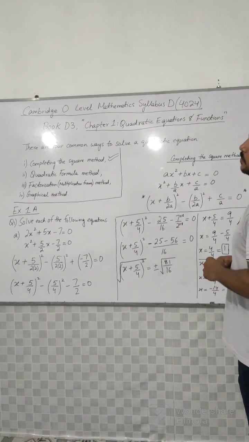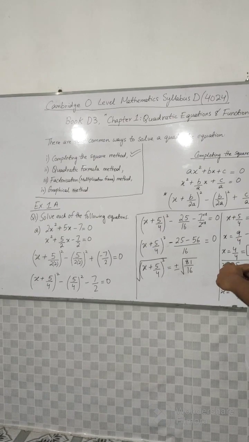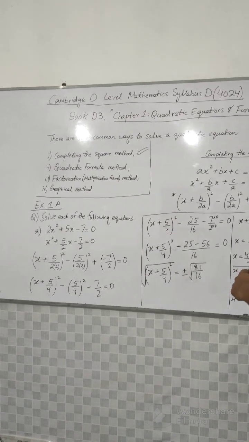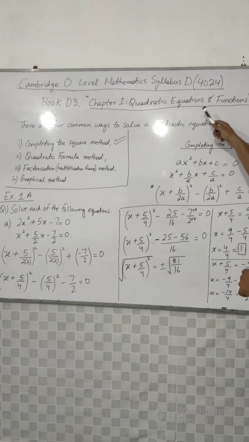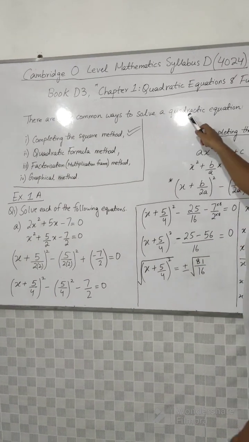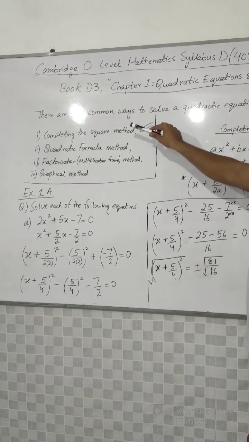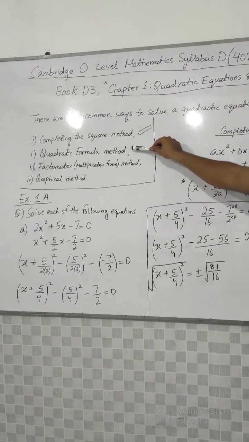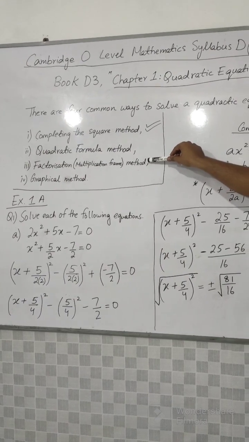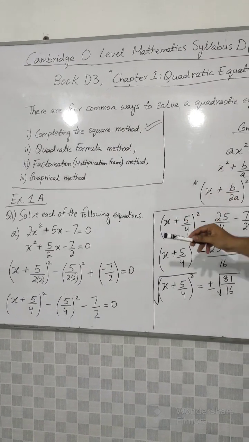We will be starting with Mathematics, Syllabus D, Book D3, Chapter 1, Quadratic Equations and Functions. There are four common ways to solve a quadratic equation. Number one, completing the square. Number two, quadratic formula. Number three, factorization or multiplication frame method. And number four, graphical method.